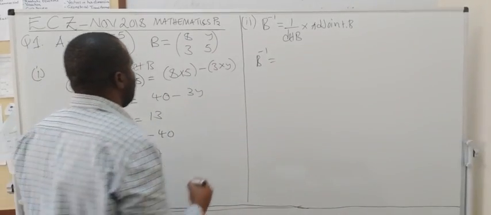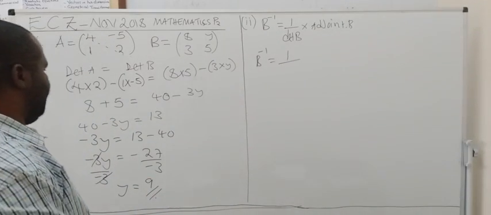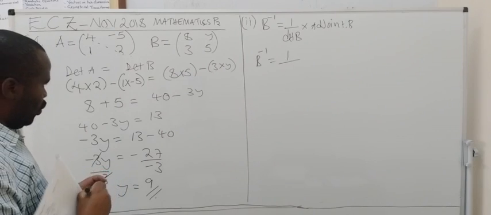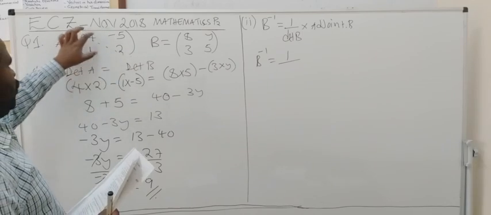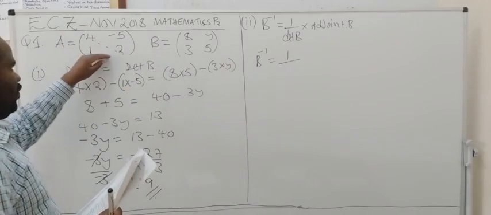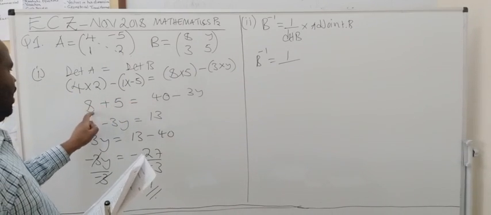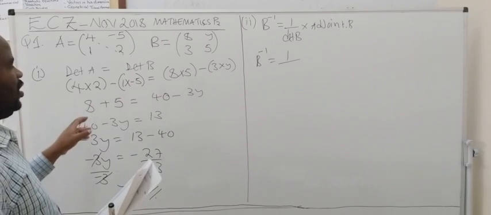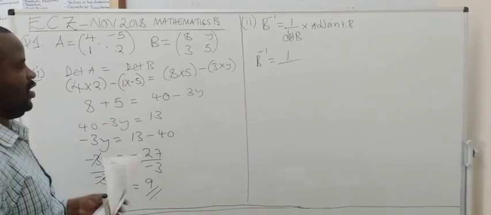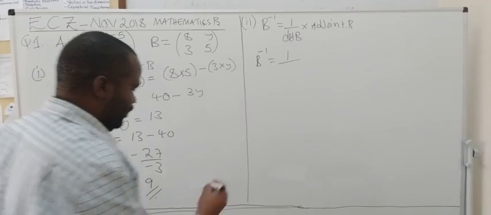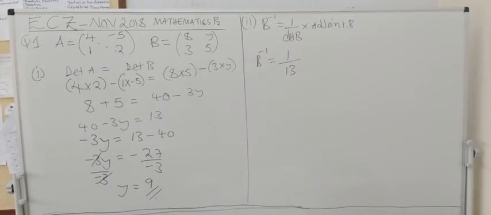Good. So now we are going to say the inverse of B, or B inverse, is equal to 1 over, what is the determinant of B? Look, when we were trying to find the value of y, we said the determinant of A is equal to the determinant of B. And this side we got 13. 8 plus 5 is 13. That is the determinant. So the determinant of B is also 13. So we are going to say 1 over 13.